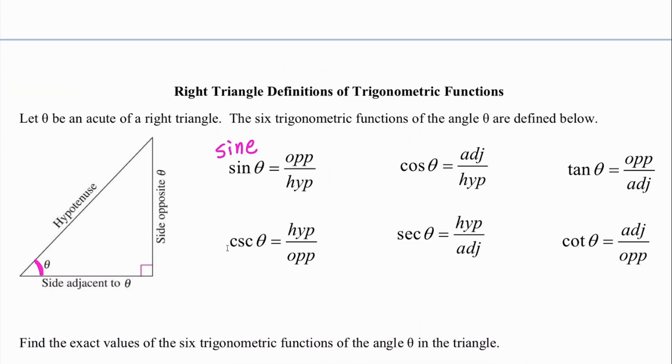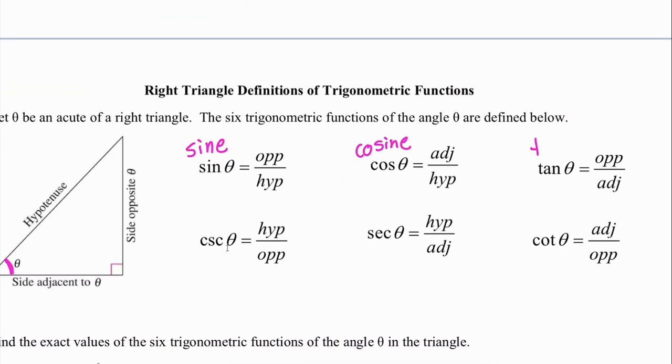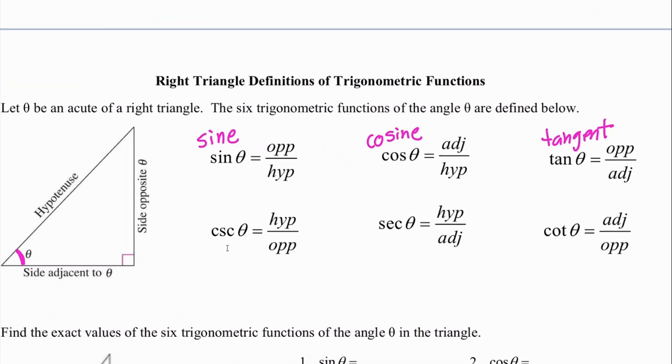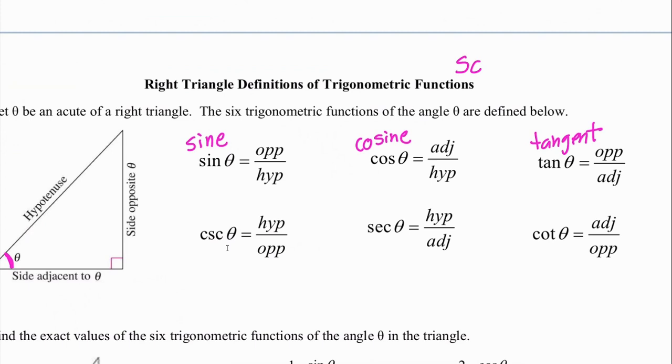And then we have cosine, which is the adjacent over the hypotenuse. And we have tangent, which is the opposite over the adjacent. You may have heard of these before in the term SOHCAHTOA. Right? Sine is the opposite over the hypotenuse. Cosine is the adjacent over the hypotenuse. Tangent is the opposite over the adjacent.